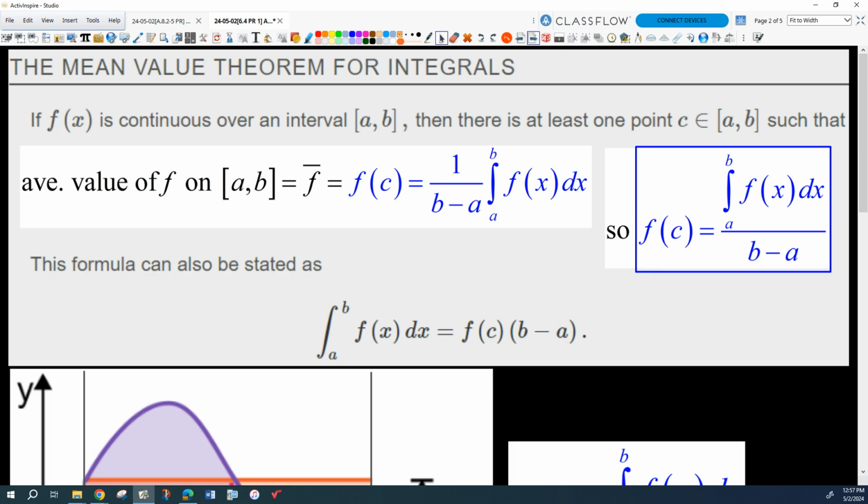Okay, so that's the mean value theorem for derivatives. Now I want to show you guys the mean value theorem for integrals. I wonder, let me pause this.